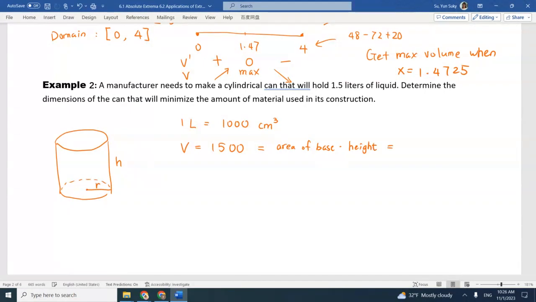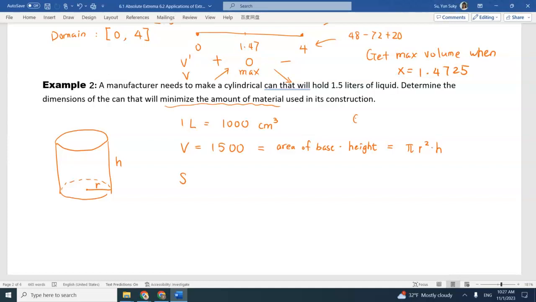But in this case, our base is a circle. That's why the area of a circle is pi r squared, and times height is h. Is that okay, everybody? So we have V equals pi r squared times h. And we want to minimize the amount of material. Well, the amount of material is the surface area.